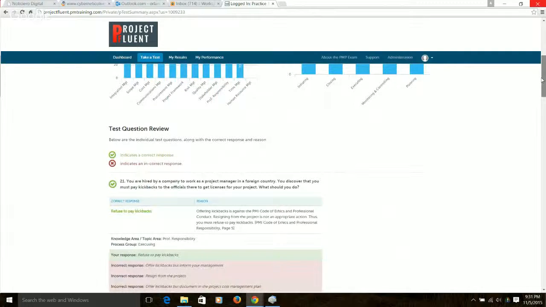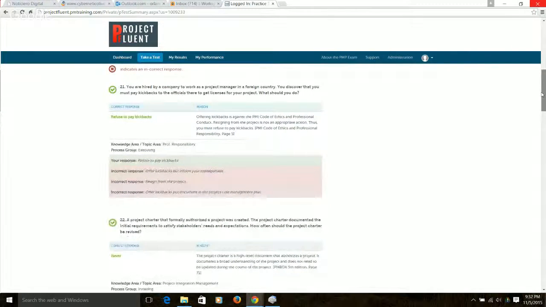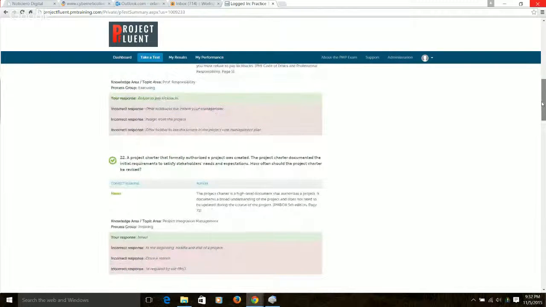Question 21: you're hired by a company as a project manager in a foreign country. You discover you must pay kickbacks. What should you do? You refuse to pay kickbacks. The project charter formally authorizes a project. How often should the project charter be revised? Never. That is correct, the project charter does not need to be revised.